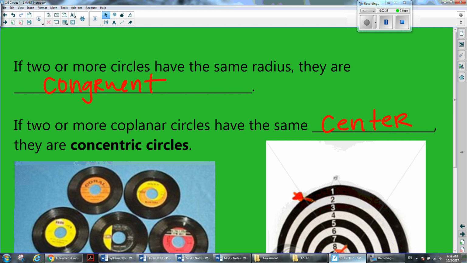Okay, if two or more circles have the same radius, they are congruent. Two or more coplanar circles that have the same center, we call these concentric circles.